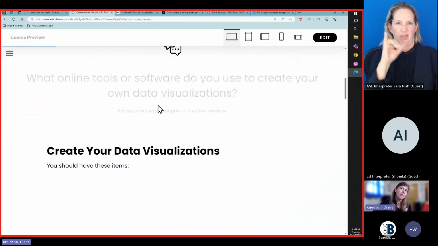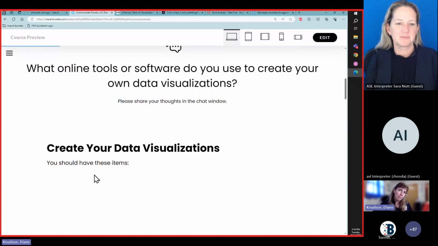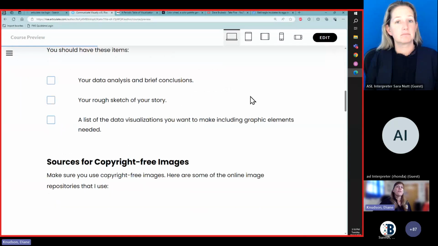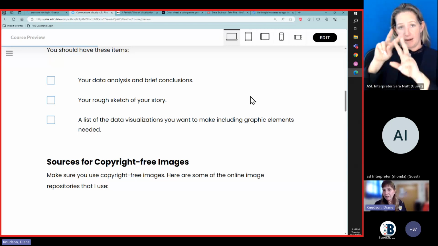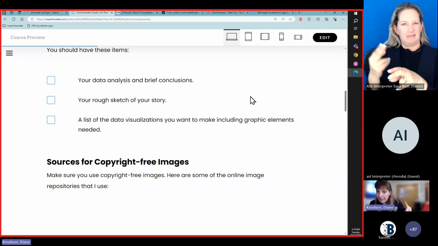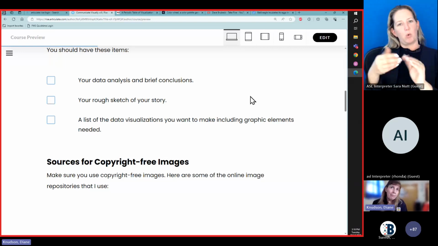So now you're going to visualize your data. You should have these items: your data analysis and your brief conclusions, your rough sketch of your story, and a list of the data visualizations you want to do.